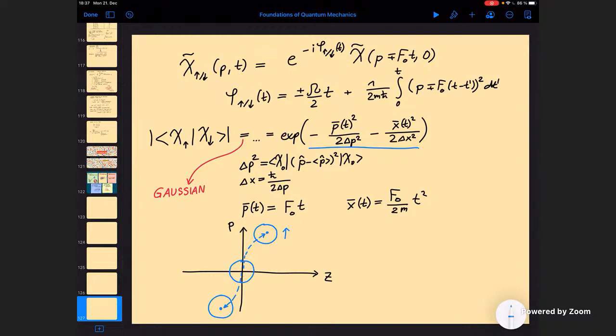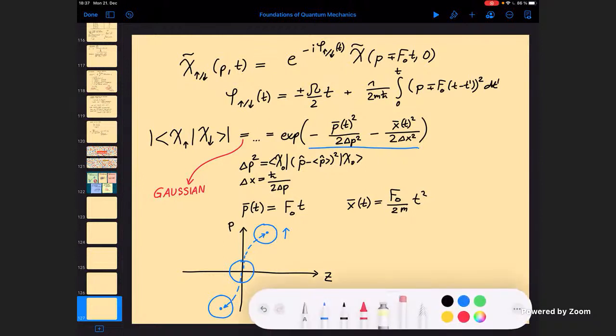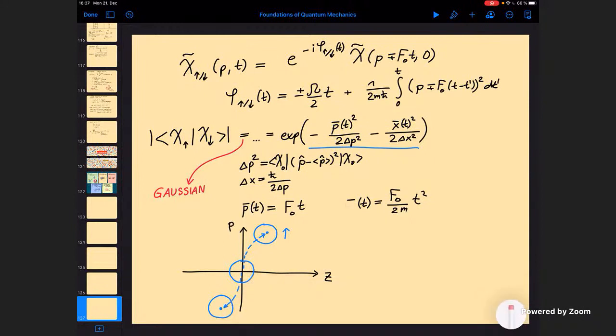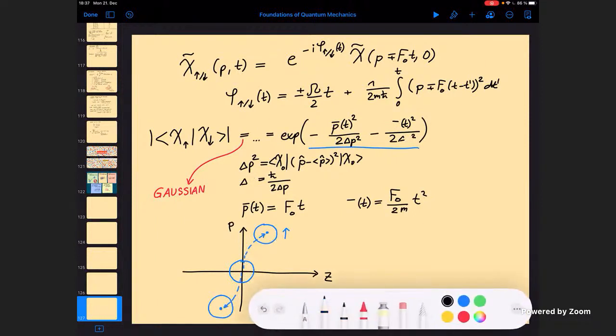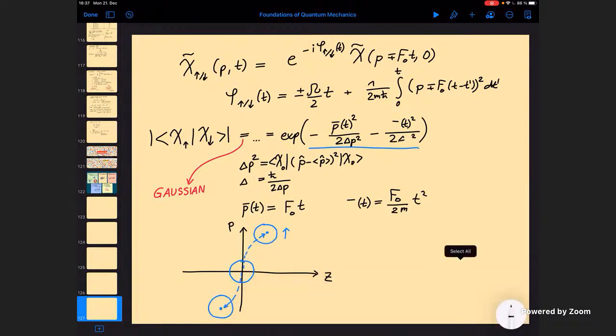I see some little inconsistency. I continue to say X when I mean to say Z. That's not so nice. So that's delta Z, Z bar, delta Z squared. And this is Z bar, just to keep it consistent.